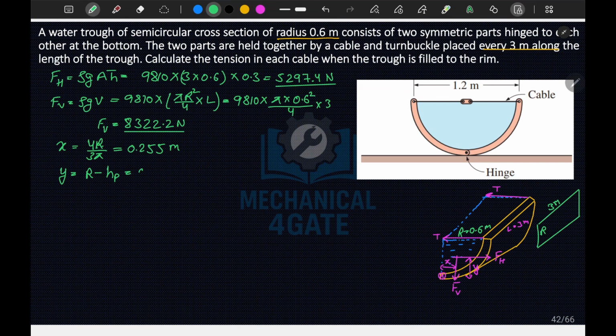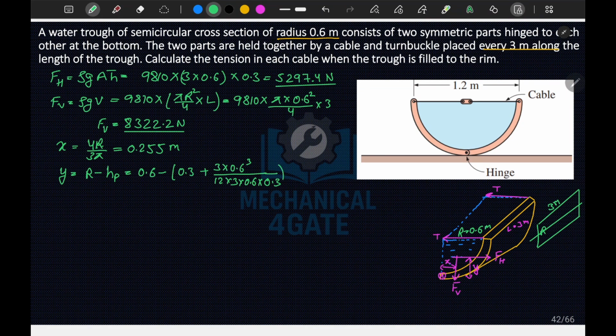R is 0.6 minus h bar, that is 0.3, plus Ig, where we will consider Ig for the projected area only. For the projected area, Ig is b h cube by 12, 3 into h cube, 0.6 cube, divided by 12, divided by 3 into 0.6 into h bar, which is 0.3.